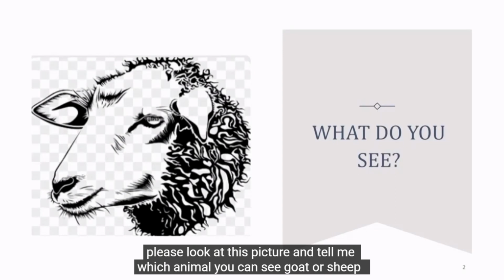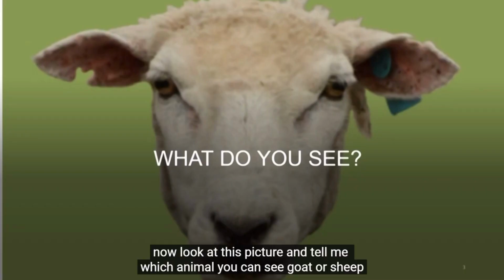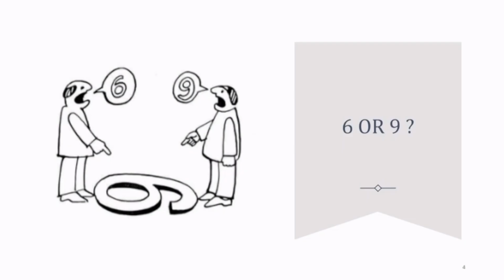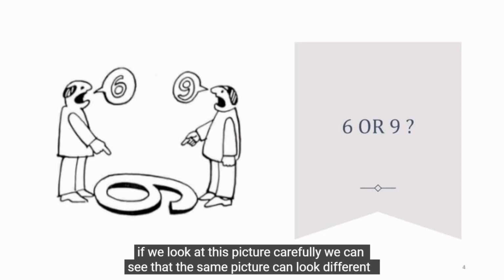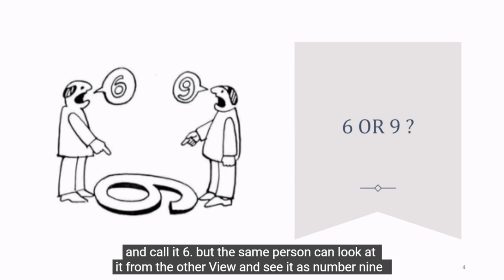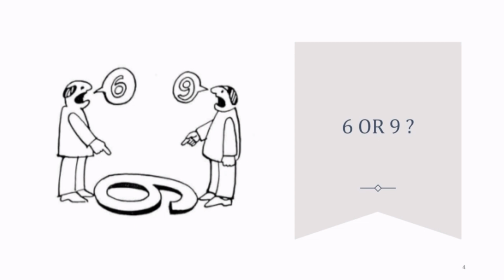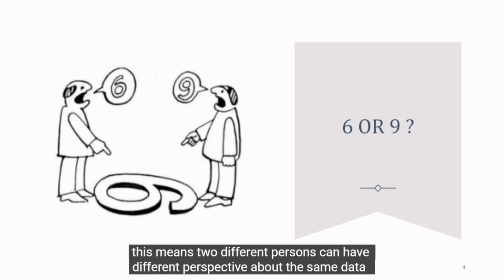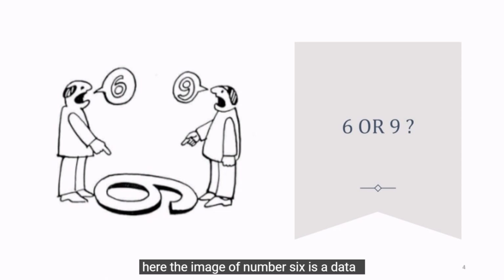Please look at this picture and tell me which animal you can see, goat or sheep. Now look at this picture and tell me which animal you can see, goat or sheep. If we look at this picture carefully, we can see that the same picture can look different depending on how you look at it. For example, one person can look at the number 6 from one view and call it 6, but the same person can look at it from the other view and see it as number 9. This means two different persons can have different perspectives about the same data. Here the image of number 6 is data.